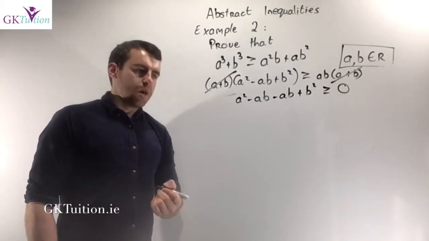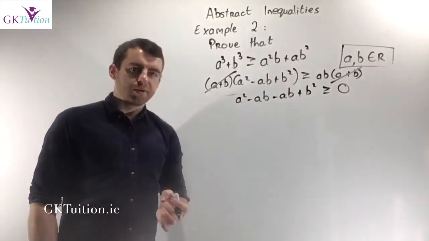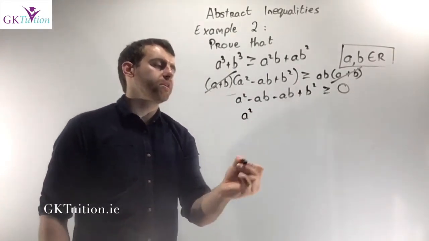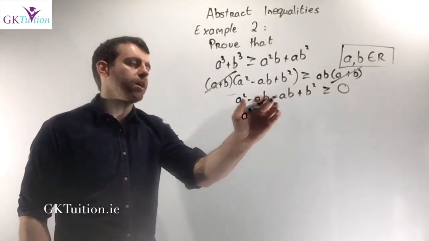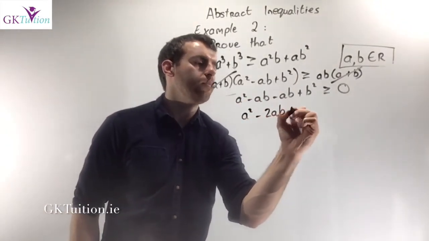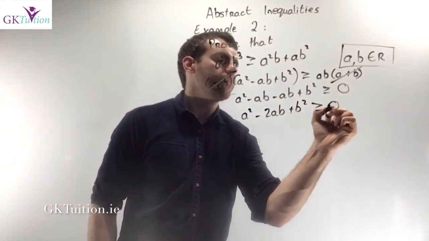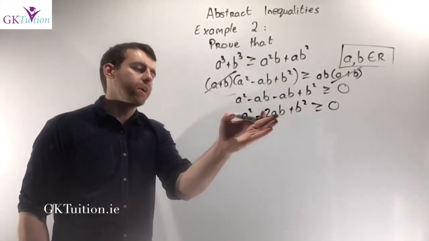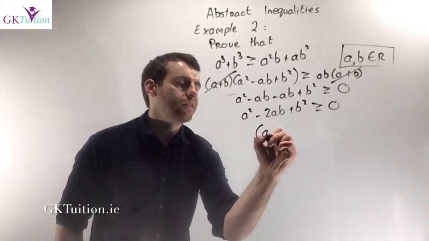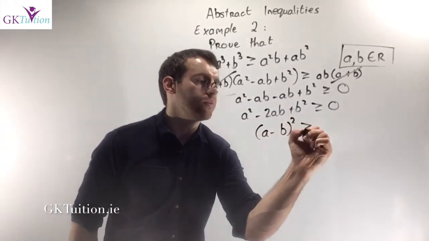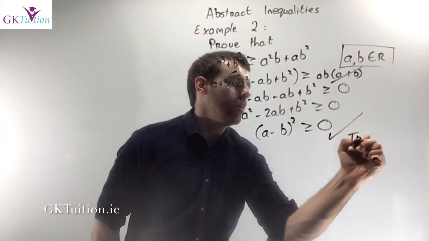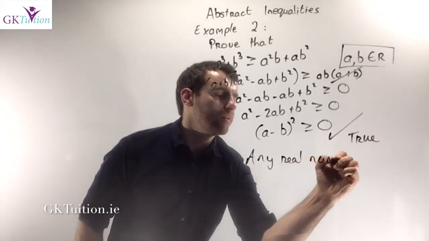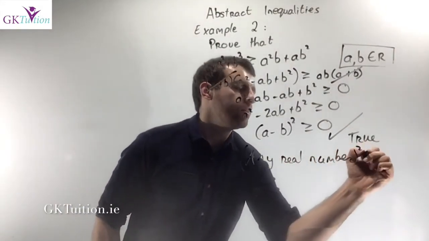The only way I can prove something is greater than or equal to 0 is if I've got the whole thing to be squared. But luckily, this one is working out nice enough. The two middle terms are minus 1ab minus 1ab, which gives me minus 2ab plus b squared. You'll notice I have exactly the same as what I had in example 1. You need to recognise that a squared minus 2ab plus b squared is the same thing as a minus b to be squared. And I know that that one is true. The reason I know that is true is because I know that any real number to be squared will always be greater than or equal to 0.